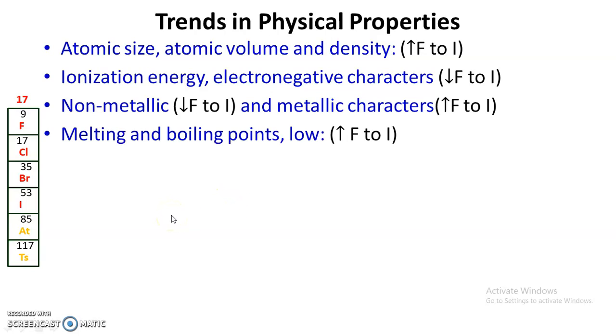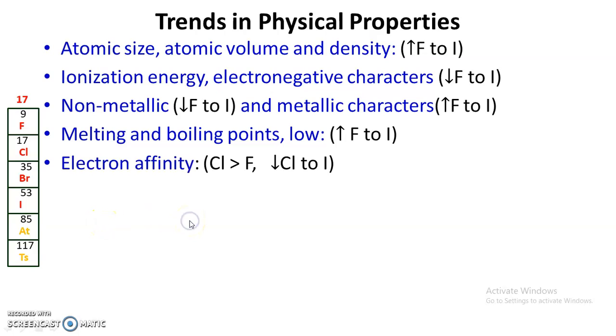Next is melting and boiling points. So from fluorine to iodine, melting and boiling points increase. Basically these elements have low melting and boiling points, and from fluorine to iodine, that is from top to bottom, melting and boiling points increase.